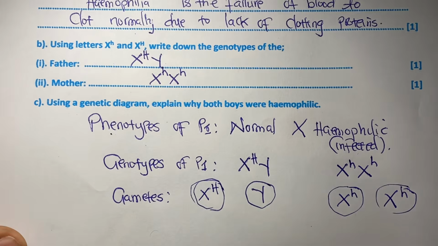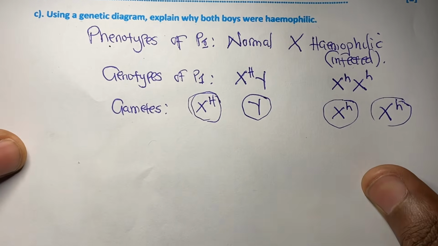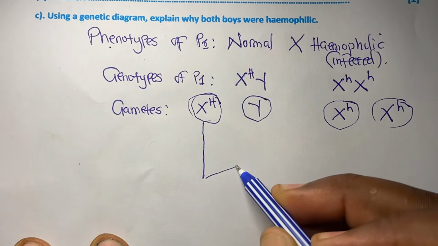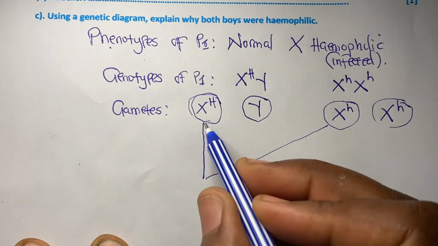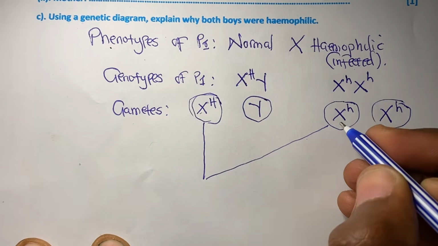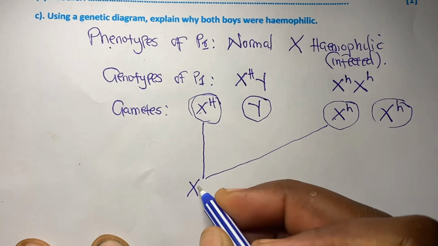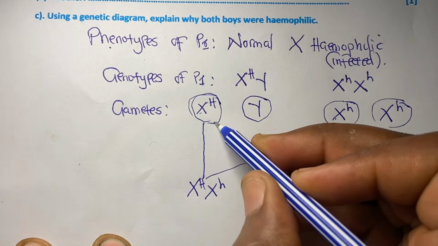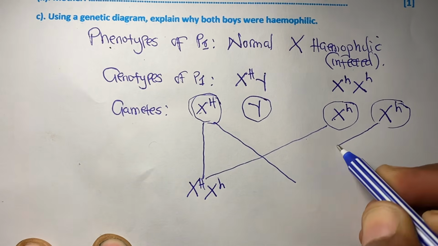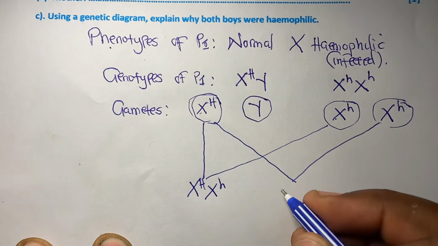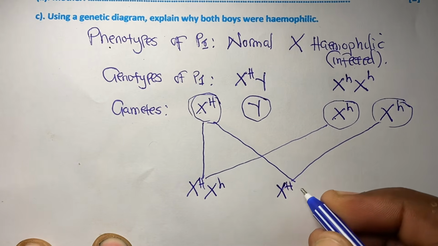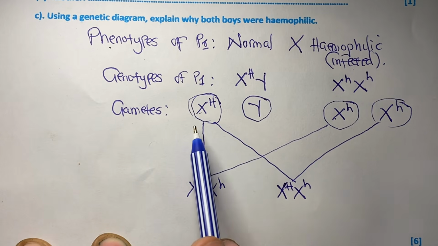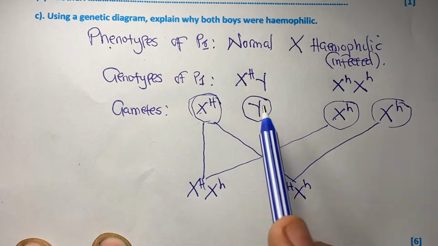And then we can begin our crossing. So to begin our crossing, we're going to find that this is going to go with this. So which means X to the power capital H times X to the power small letter H. It is X to the power capital H, X to the power small letter H. This is going to come down here, and it's going to go with this. So this is going to become X to the power capital H, X to the power small letter H. So the first one to cross, the job is done, we'll come on to Y.